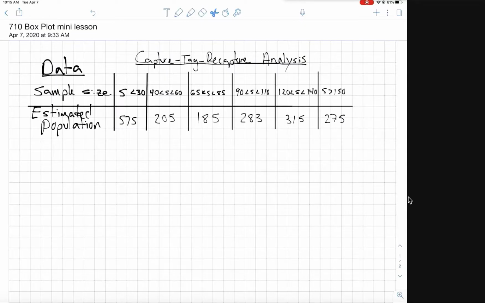So if I want to construct a box plot from the estimated population data, does anyone have an idea of what I should do first, or what steps I need to go through in order to construct that box plot?